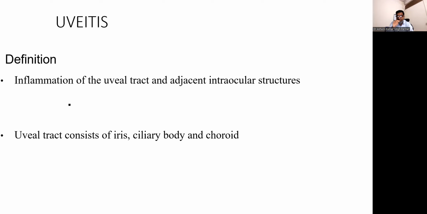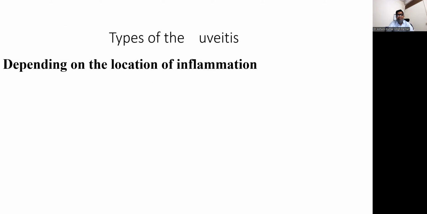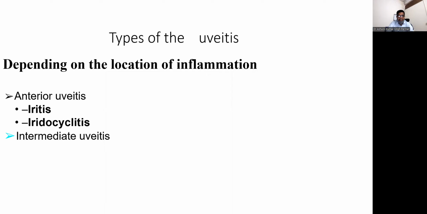Based on the involvement of these structures, for better management and understanding, uveitis is further classified by the type of anatomical location of inflammation. As I mentioned, the eye has an anterior segment and posterior segment. It is divided into anterior uveitis, which further includes iritis and iridocyclitis. And if it involves only the intermediate part of the uvea, it is known as intermediate uveitis.